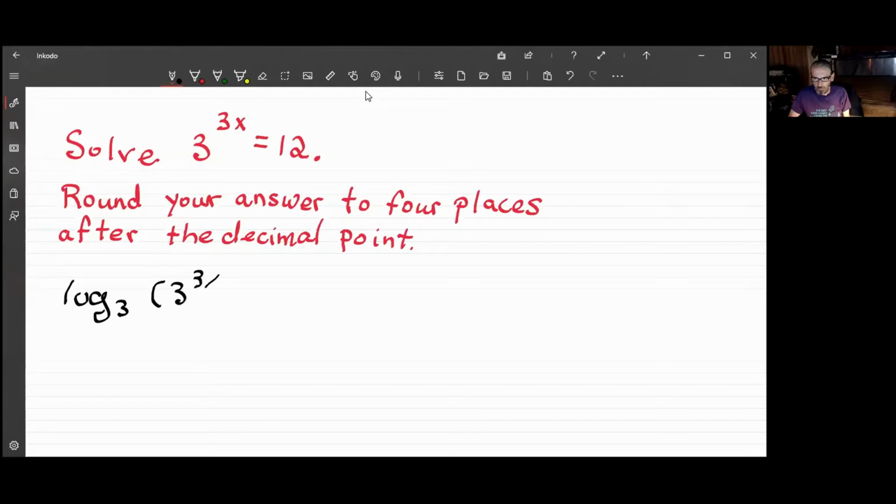So if the inputs are equal, then the outputs must also be equal. On the left-hand side, those are just going to cancel, and I have 3x equals the log of 12 in base 3.